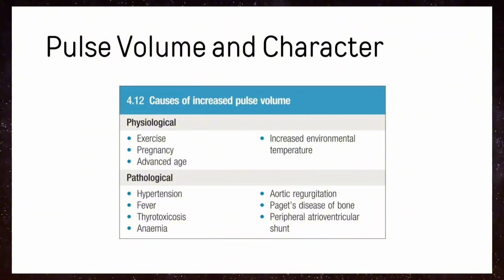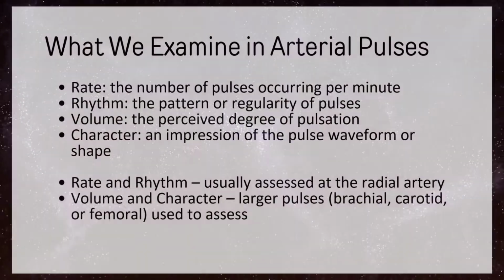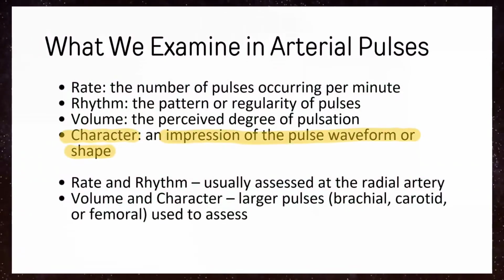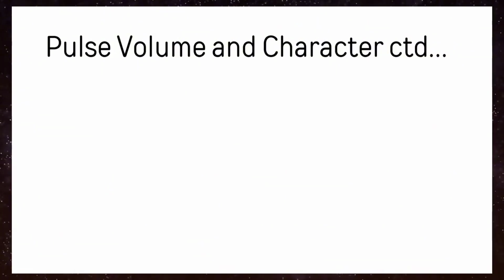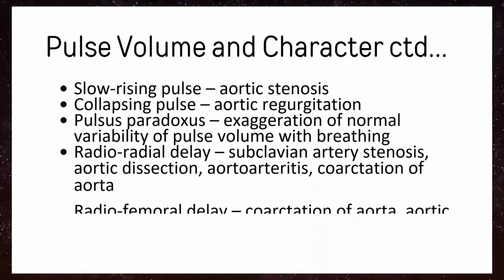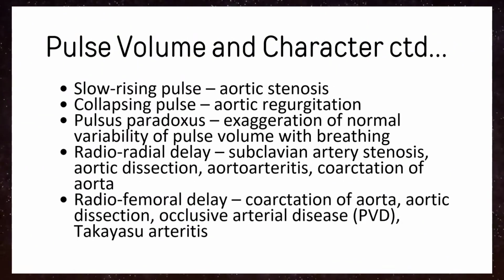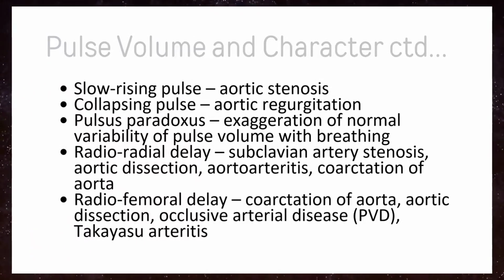Pulse volume is the perceived degree of pulsation. It can be increased in several physiological and pathological conditions. The character of the pulse is an impression of the pulse waveform or shape. There are several distinctive characters of the pulse we see in several conditions, such as slow rising pulse, collapsing pulse, pulsus paradoxus, radio-radial delay, and radio-femoral delay.